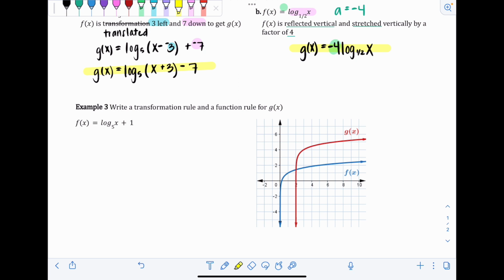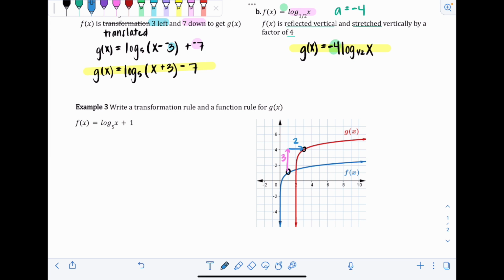To figure out the translation, we have to focus in on a couple key points and see how they move. One of the points that pops out to me is this point right here, (1, 1) on f of x, and then that same point on g of x, just a little bit to the upper right of where the graph bends. As far as the transformations to get from one point to the next, we are going up 3, so the vertical change would be 3. And then we're going to the right 2, so the horizontal change would be 2.